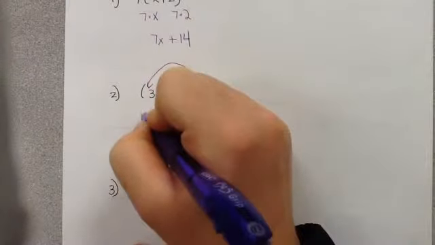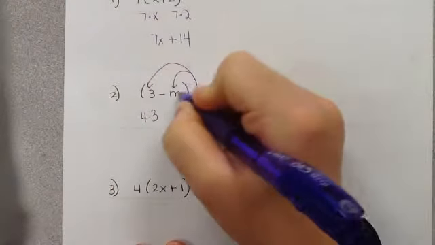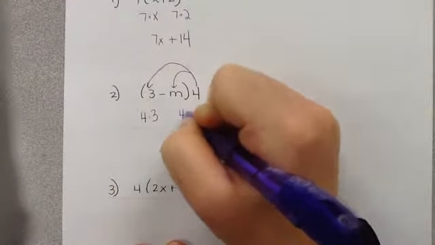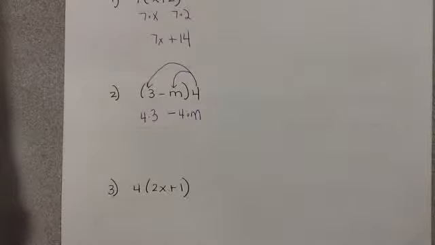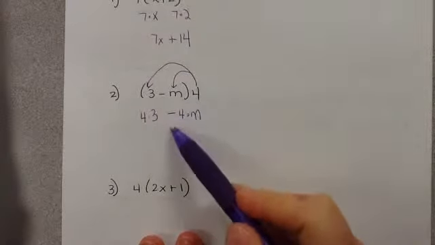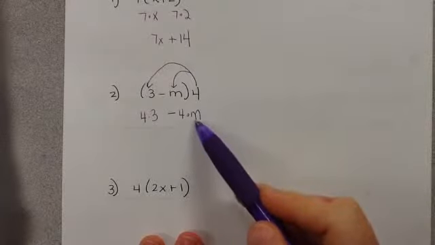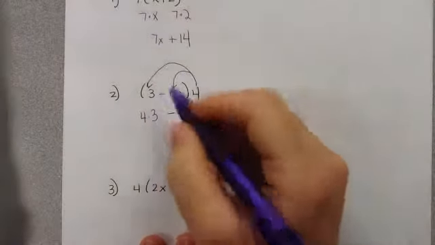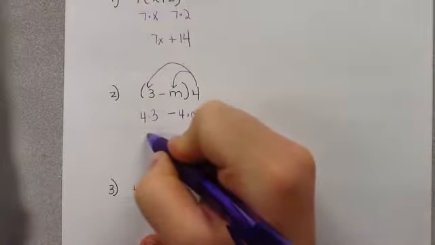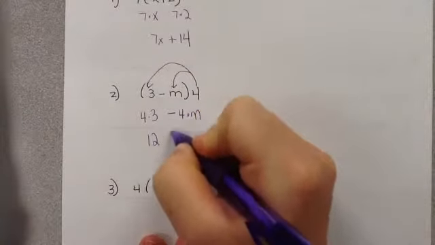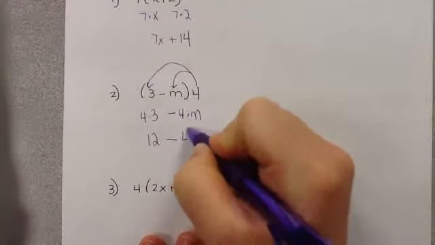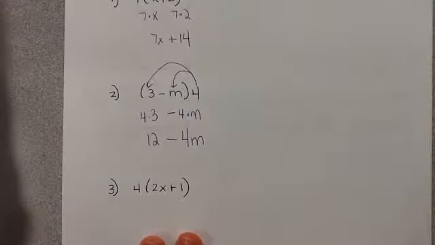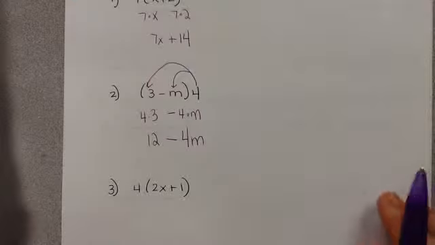4 times 3 and 4 times a minus m is going to be a minus, so I'm going to put that minus in between. 4 times a minus m will be a minus 4 times m. 4 times 3 is 12 minus 4m. These cannot go together because they don't have the same variables.